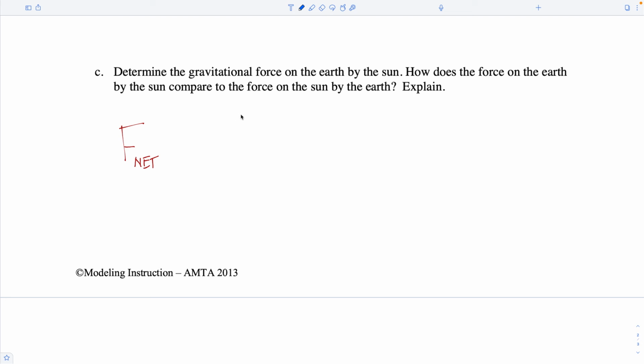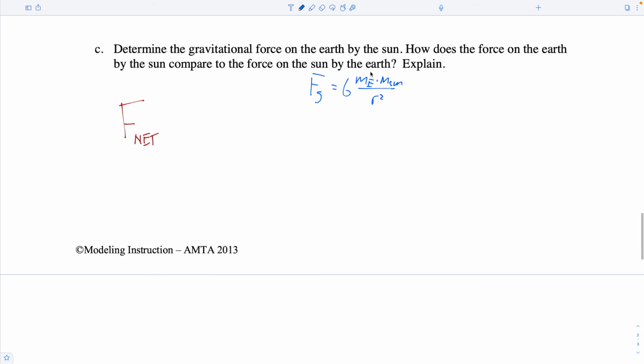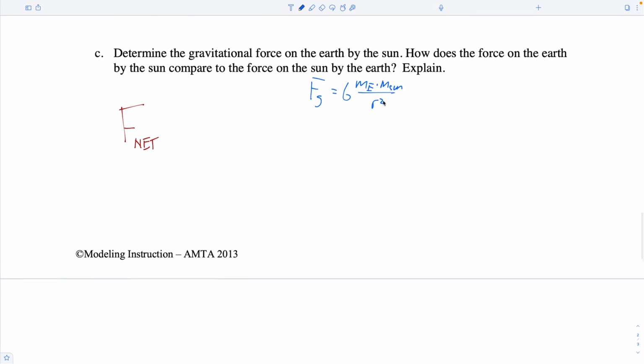All right, there are two ways to do this. You can use the gravitational law here. You need to look up the mass of the sun, and I guess it gives you the radius of the orbit there. So you could do this, that would be fine.